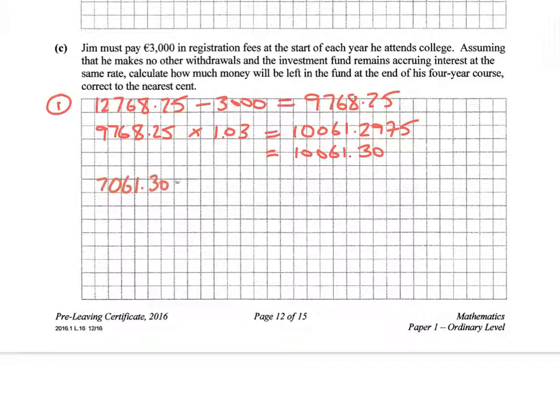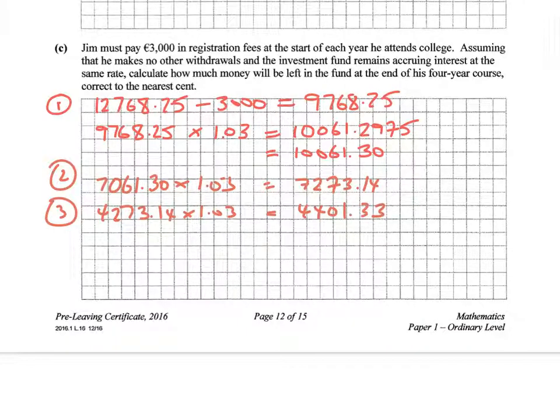7,061 and 30 cent, and that again during the second year at 3%, we end up with 7,273 and 14 cent when rounded. Again, we take away 3,000 from that, and so in year 3 it earns again 3% of that, and we end up with 4,401 and 33 cent.